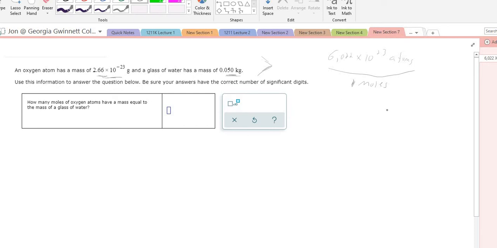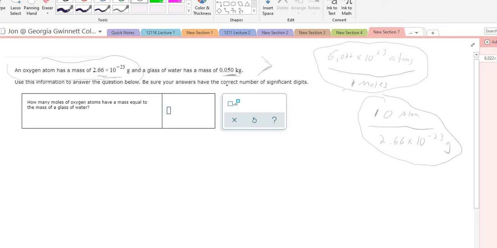Okay, and I also have another conversion factor here, that is that in 1 oxygen atom, there are 2.66 times 10 to the minus 23rd grams. So just from reading this problem, I know 2 conversion factors, that an oxygen atom has that mass, which I wrote down right here, and I also know Avogadro's number, and I'm interested in that because it's asking us about moles. Alright, so I have all the information that I can see.